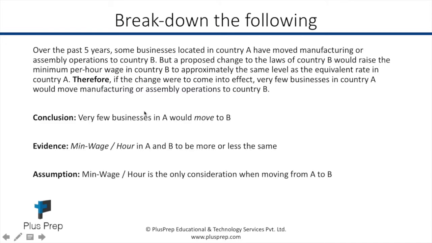So looking at the details again, the author says very few businesses will move from A to B. Evidence is that minimum wage per hour is becoming more or less the same. So the unsupportable link here is between the minimum wage and the move from A to B. Think about it. Do you think a business will only move from one country to another because you get cheap labor? Or do you think there could be other reasons for this as well? It's very possible that there could be other reasons, right?